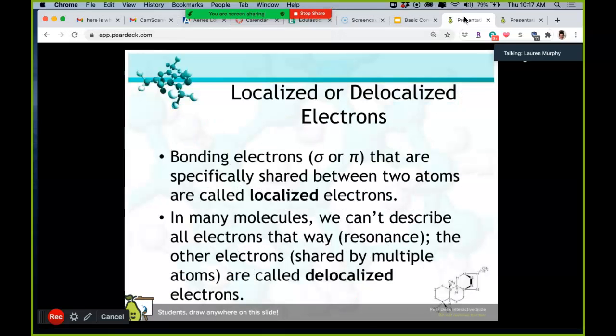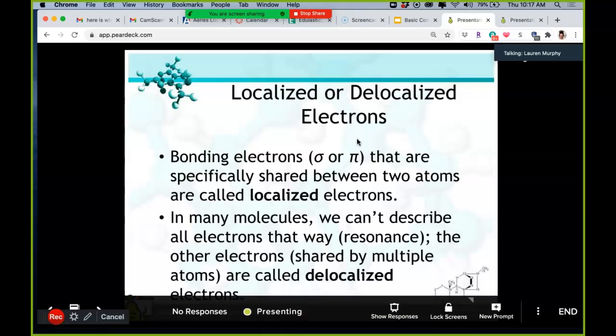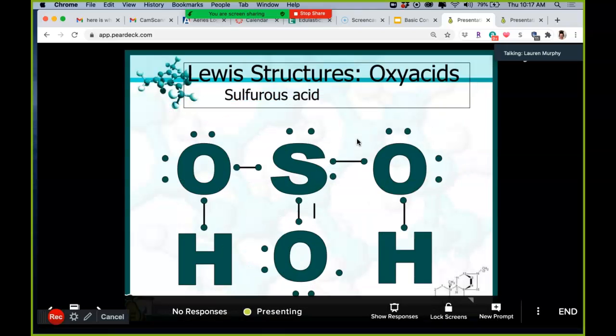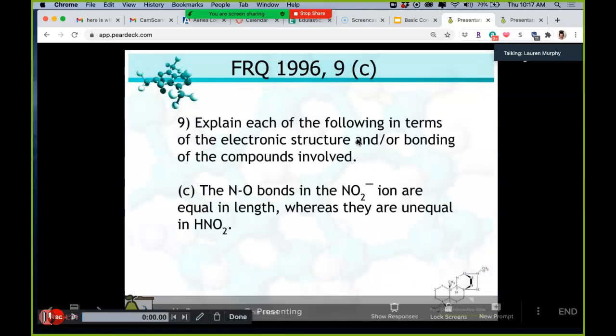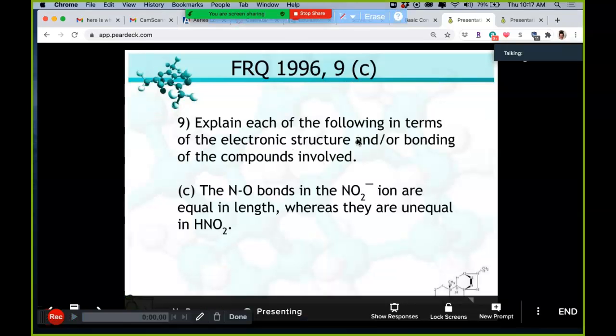Okay. I'm going to go back now in the notes to a couple of things that we skipped. The first thing was this one. It says the NO bonds in the nitrite ion are equal in length and they are unequal in HNO2. Oop, this should have gone after.